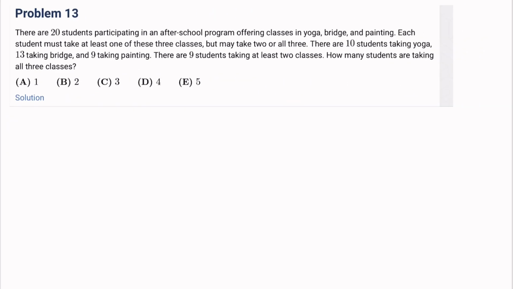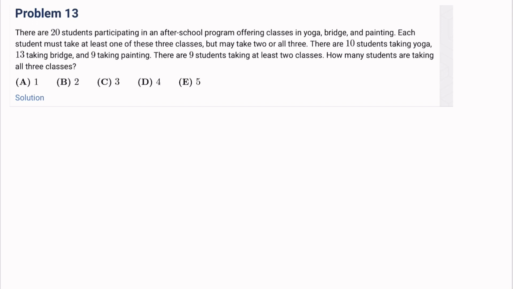Number 13, there are 20 students participating in an after-school program offering classes in yoga, bridge, and painting. Each student must take at least one of those 3 classes, but may take 2 or all 3. There are 10 students taking yoga, 13 taking bridge, and 9 taking painting. There are 9 students taking at least 2 classes. How many students are taking all 3 classes?